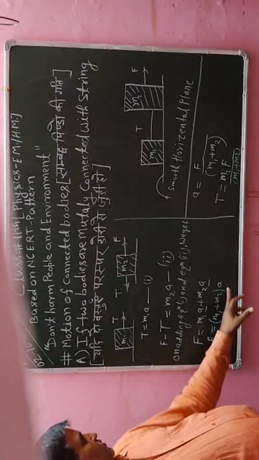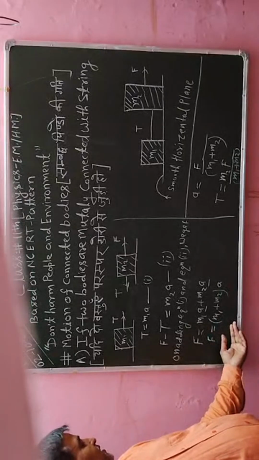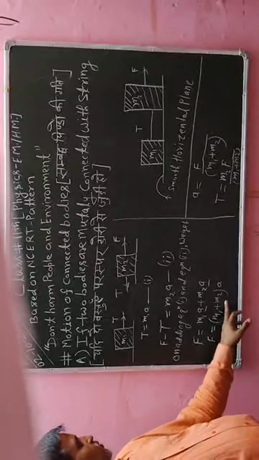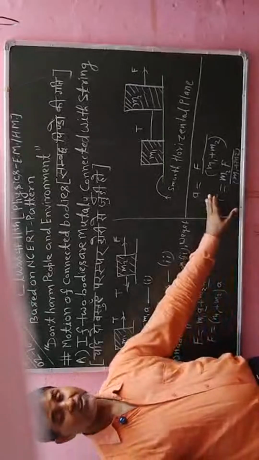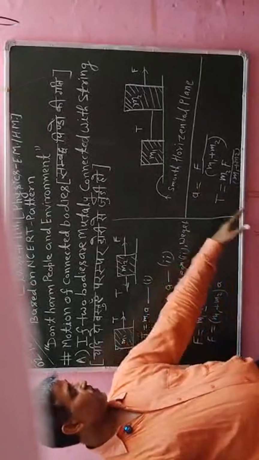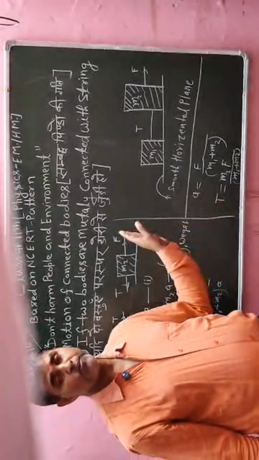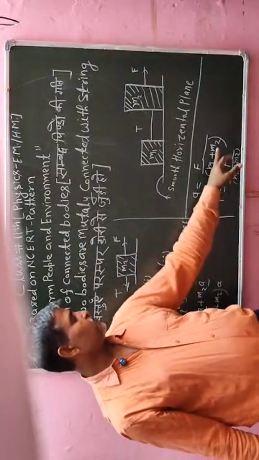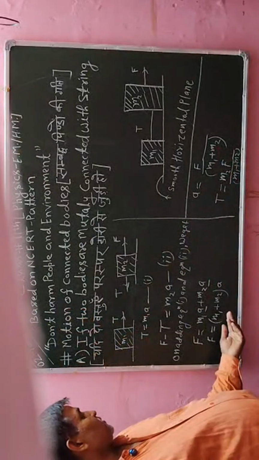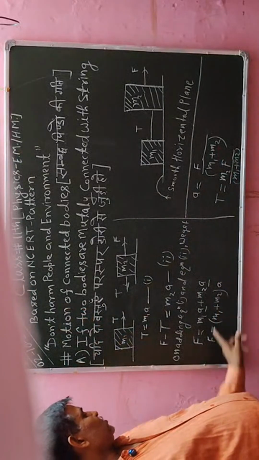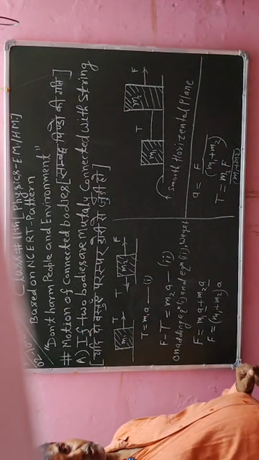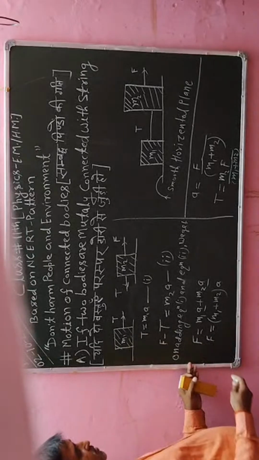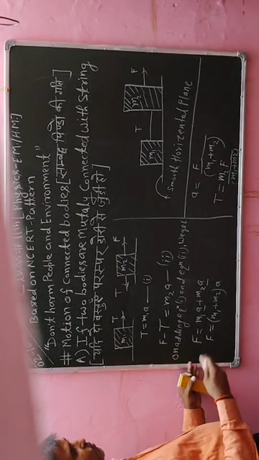So I will get the value of A by simplification. After simplifying, I will get A is equal to F divided by M1 plus M2. Already I have got this information by the previous way. Okay, so A is equal to F divided by M1 plus M2. This is the second way, and this is the important way. We have to use this concept to find its solution.